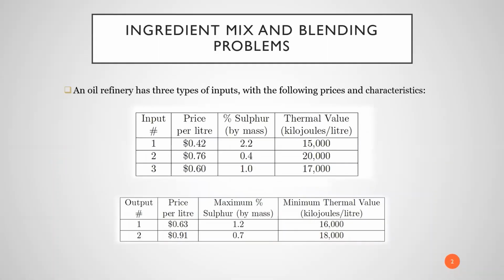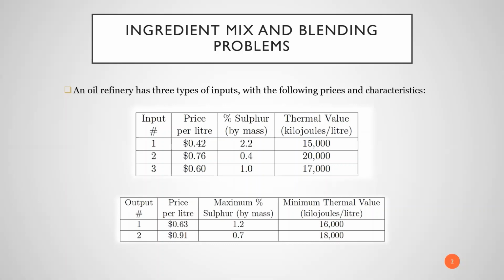So let's start with question number 2 of the T3 file, which is an ingredient mix and blending problem. In this question, we have an oil refinery which produces two types of outputs or final products, based on three types of inputs. So we have three inputs, we mix them together, and we produce two different products. Each input and output has different characteristics.